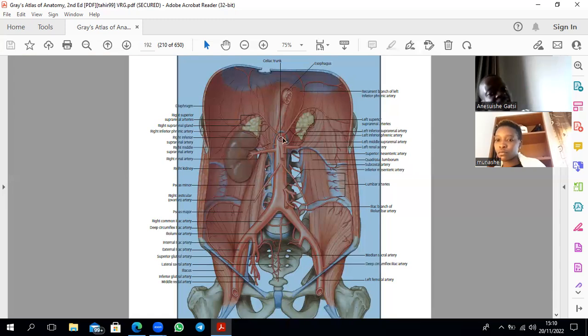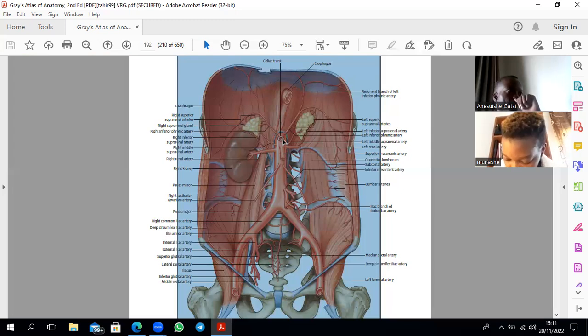Here it is. It's formed at T12. Okay, wait, I was distracted. We are talking about the three anterior visceral, and then you said the gut is divided into 4. The foregut, the midgut, and the hindgut. It's 3. That's why we have 3 anterior visceral.